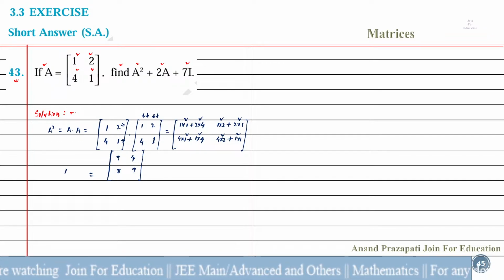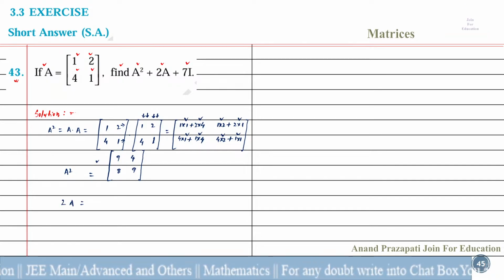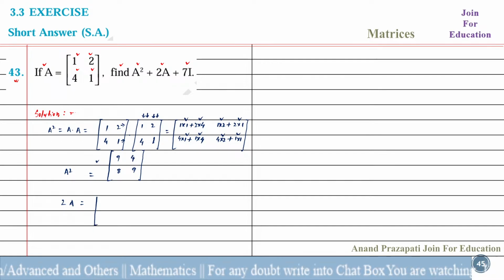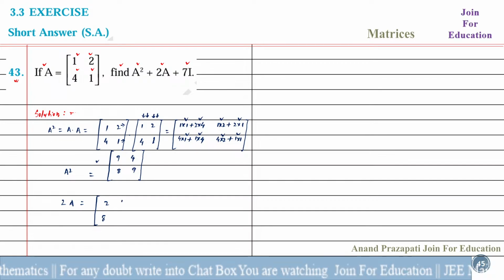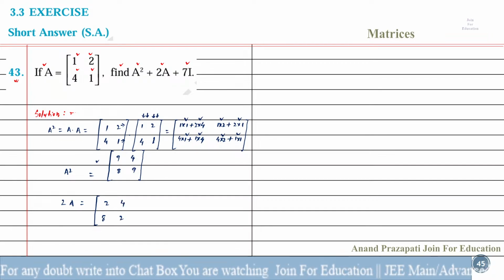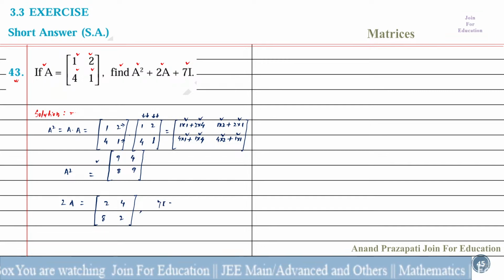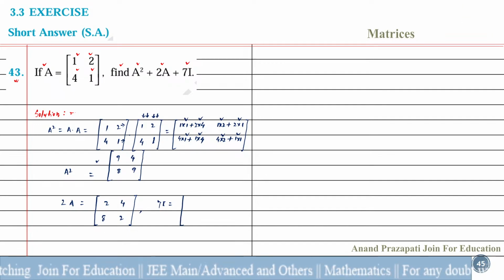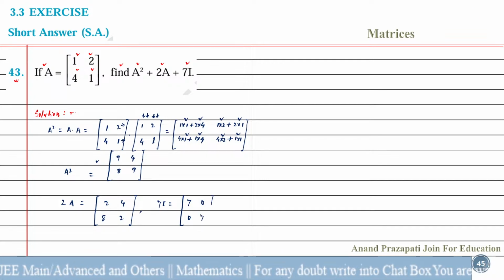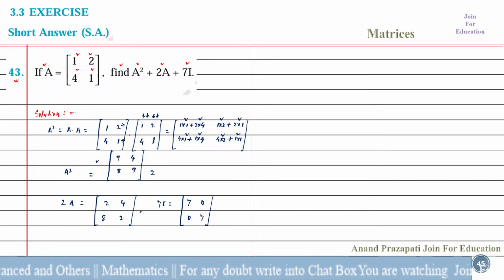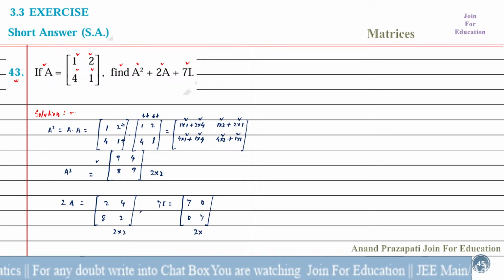Therefore, A square equal to this one. 2A equal to, we multiply each element of A by 2, then we get here 2, 8, 4, and this is the 2. And 7I equal to 7, 0, 0, 7. Order of this one is 2 by 2. Order of this one is also 2 by 2. Order of this one is also 2 by 2.